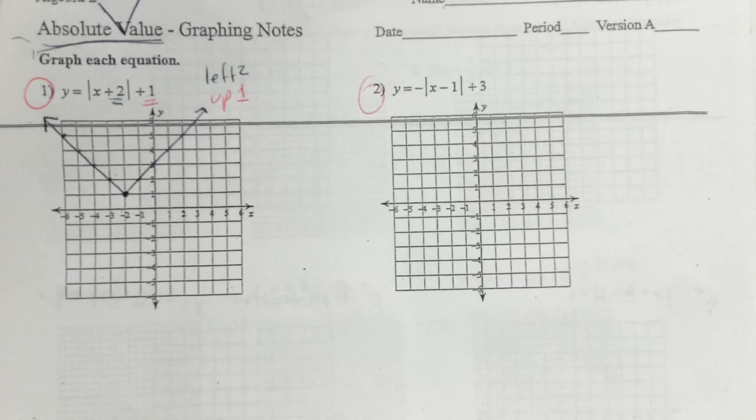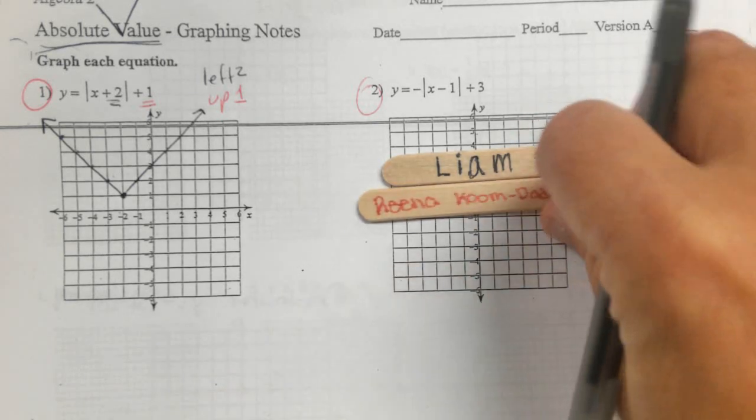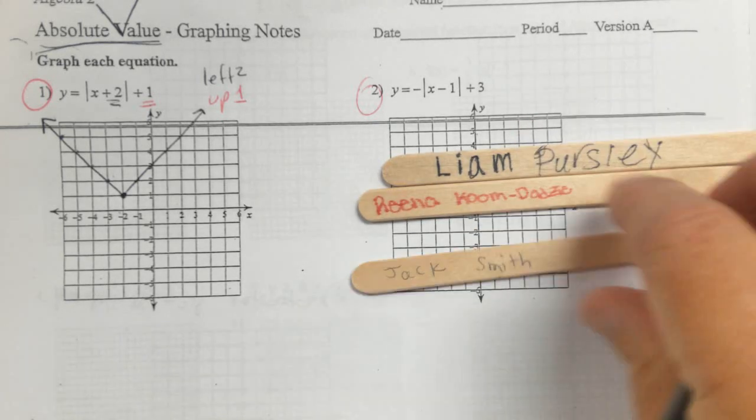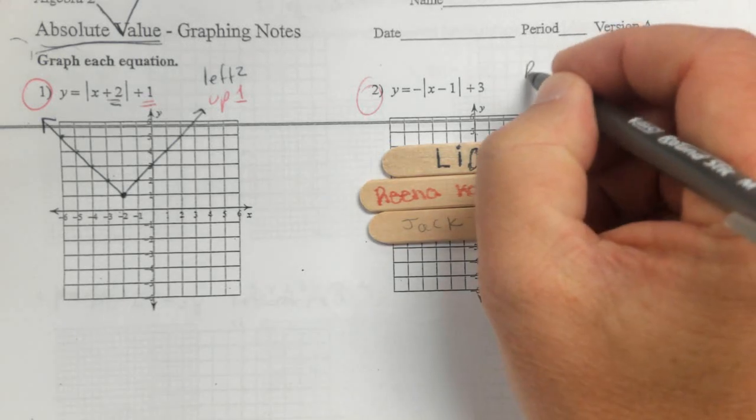Number 2's got 3 things wrong with it. So, not wrong, I shouldn't phrase it like that. There's nothing wrong with it. 3 changes from the parent function. We'll phrase it that way. So, Liam, you get to go first. Tell me one of the changes to the parent function on number 2. I'm going to go right 1. I like that.